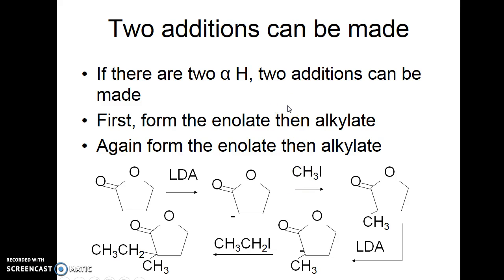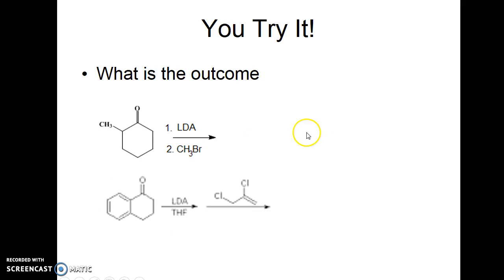Two additions can be made if you have two alpha carbons. Here's an example. This is called a lactone. We treat it with LDA and it makes the enolate. We do nucleophilic displacement on this primary alkyl halide and that gives us methyl alkylation on the alpha carbon. Treat it again. We make another enolate. Treat it with another alkyl halide. Notice we have both of them now attached, so you can do them in sequence like that. So you go ahead and determine what is the outcome of these two reactions.